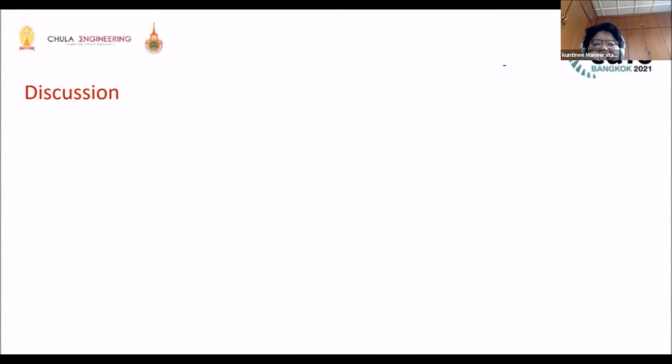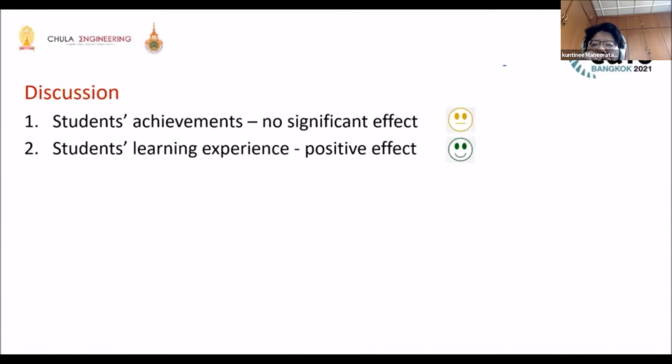To summarize, our findings indicate that the use of Kahoot quizzes had neither a positive nor a negative effect on students' achievements in the midterm exam in any of the 3 courses. Regarding students' learning experience, the use of Kahoot has a positive effect on the learning experience of students and on their motivation, enjoyment, and engagement, in agreement with the current literature.